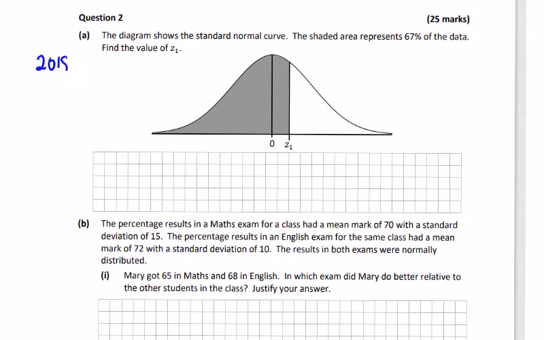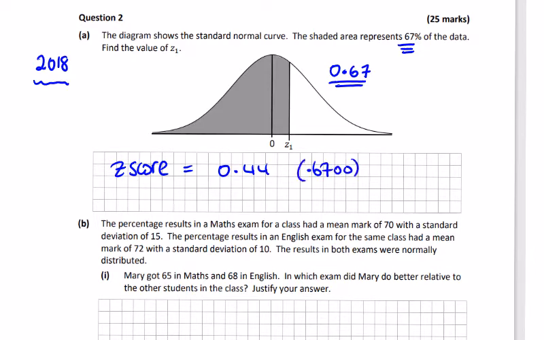2018 Leaving Cert Statistics: a short question and a long question this year. We're told the shaded area is 67% of the data. So you know that you're going to get a Z-score that's going to give 0.67. If you go to your Z-score tables, your Z-score for 0.67 is equal to 0.44 exactly. 0.6700 is 0.44. Nice easy start.